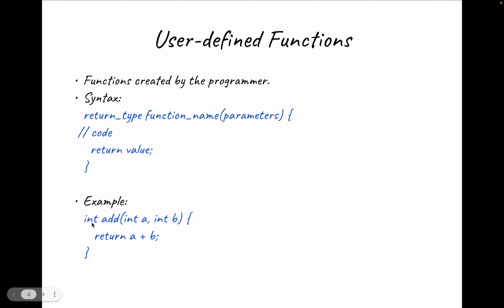Example: int add, where int is the return type, add is the function name, int a is parameter 1, and int b is parameter 2. Open a bracket and return a plus b. This is the code: a plus b returns the sum of a plus b, and then close the bracket.